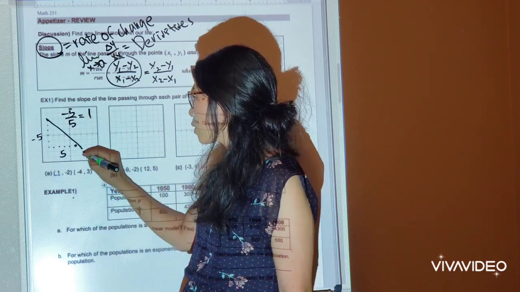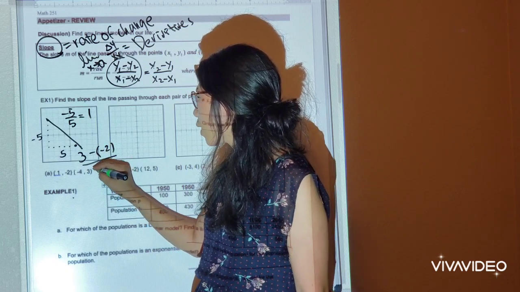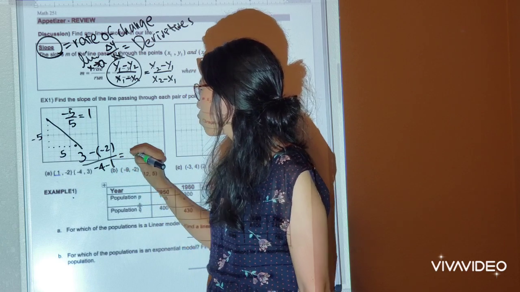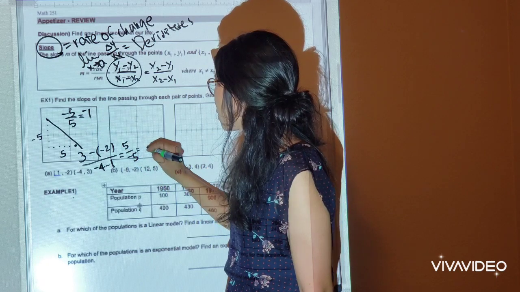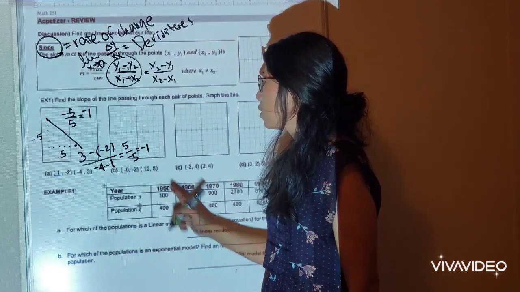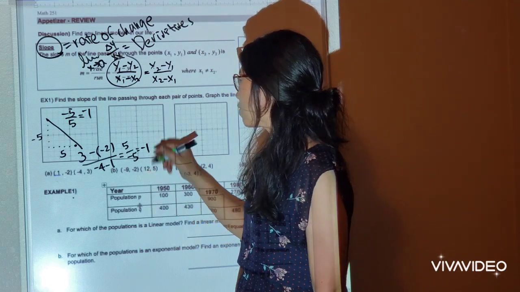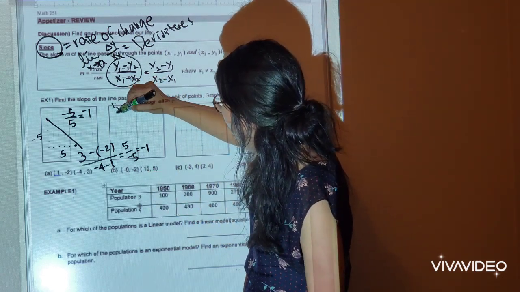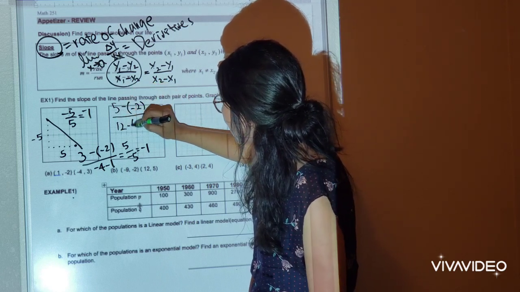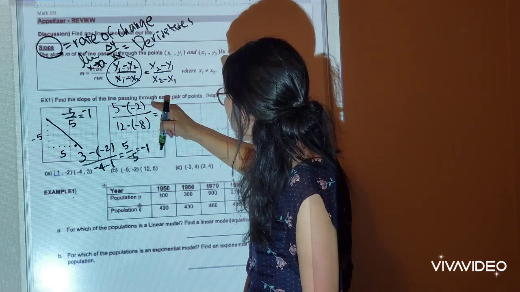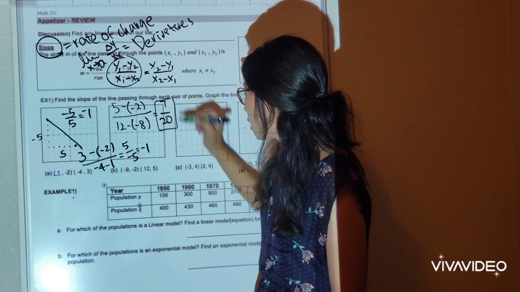Also, you can use a formula. You can put it as y2 minus y1 over x2 minus x1. That will give you the same answer, which is -1. Sorry, there was a little mistake. Whenever the points are outside of the coordinates, it's probably easier to use the formula. So I will just use it straightforwardly: -5 minus 2 over 12 minus -8. That will give me -7 over 20. That will be my slope.